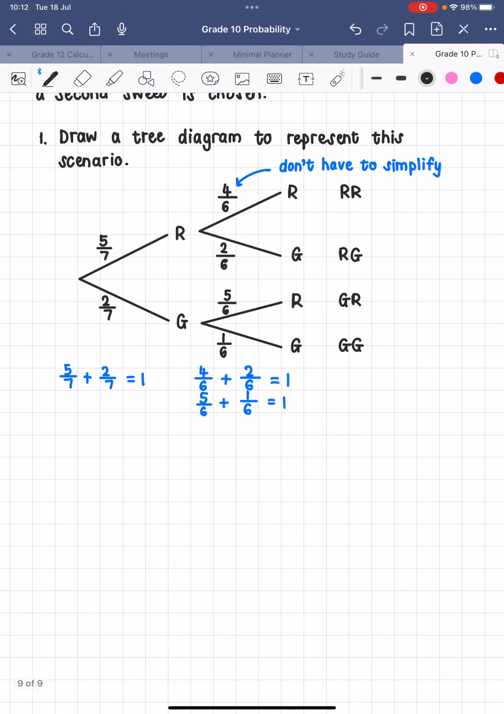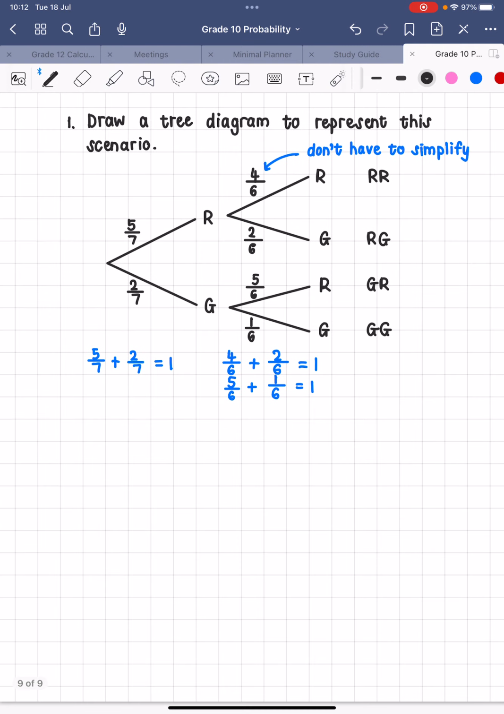Now, what if they said you're taking out the sweet and then you're putting it back? Would these probabilities change from the first ones? Then your probabilities would be the same all the way through, right? So you would have 5 over 7, 5 over 7, 5 over 7. You would have 2 over 7, 2 over 7, 2 over 7. So that is when they say the sweet is replaced. They usually use that term, which doesn't make sense, but sometimes they put that in the question.